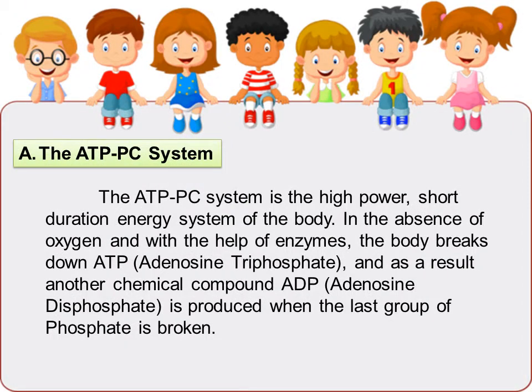Now let's move on to the ATP-PC system. The ATP-PC system is the high-power, short-duration energy system of the body. In the absence of oxygen and with the help of enzymes, the body breaks down ATP or adenosine triphosphate. And as a result, another chemical compound, ADP or adenosine diphosphate, is produced when the last group of phosphate is broken.